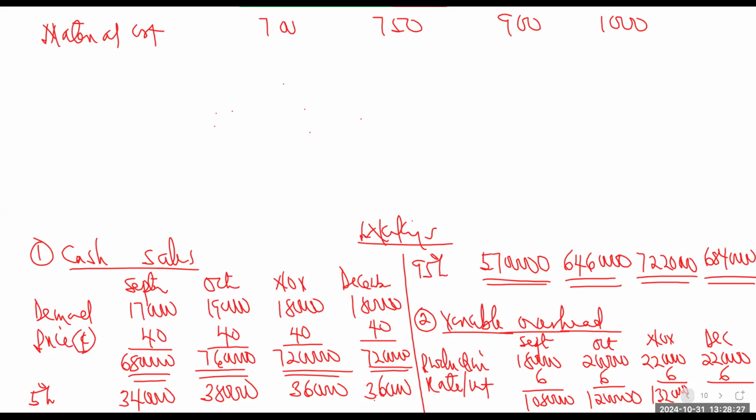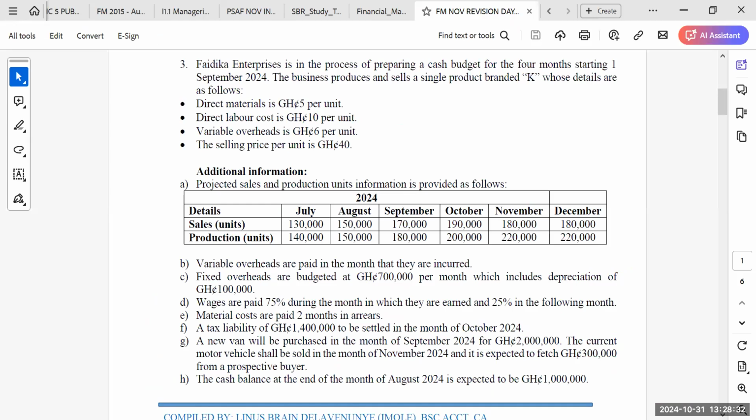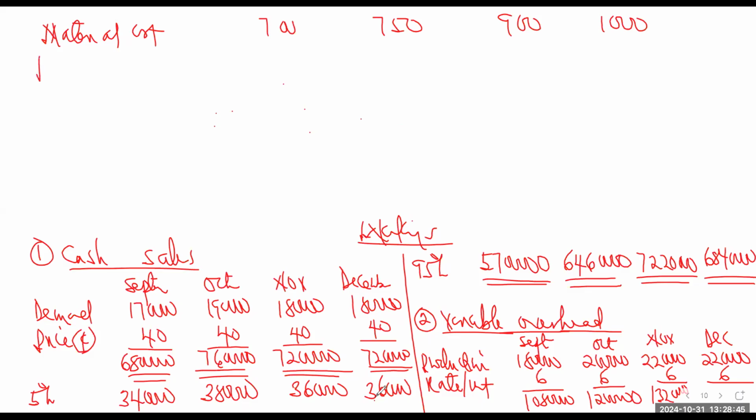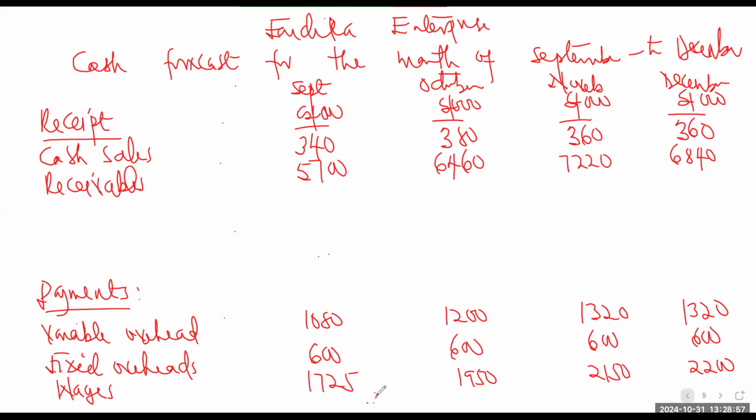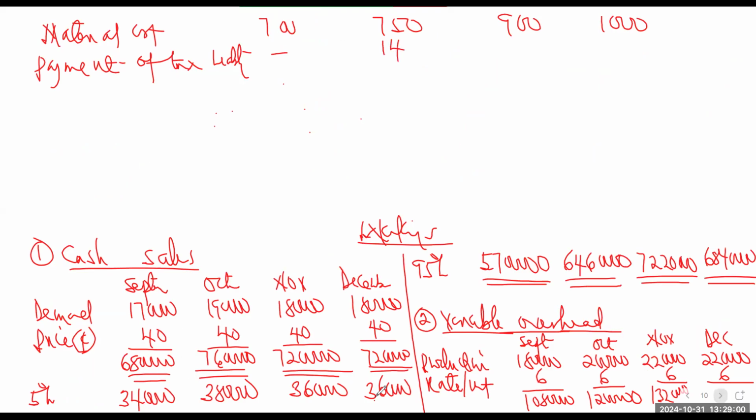Yes. Okay. So let's come to tax liability. Okay. So we have a tax liability of 1.4 million to be settled in the month of what? October. Okay, so we have payment of tax liability. So October will be 1,400, isn't it? Yes.